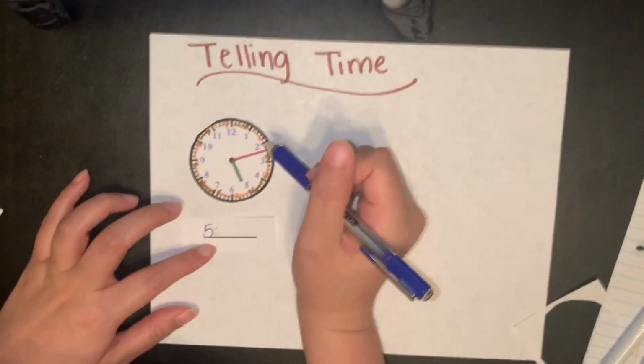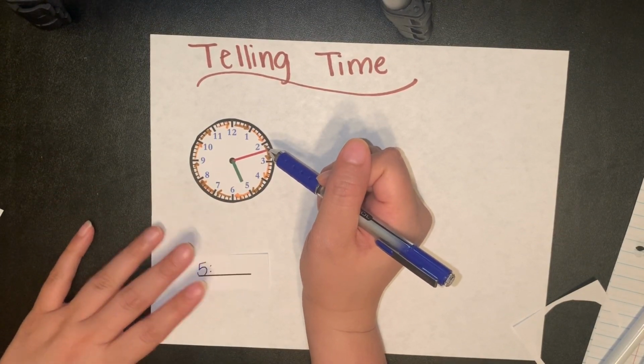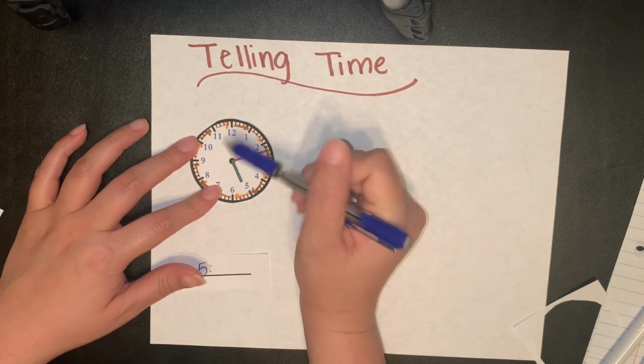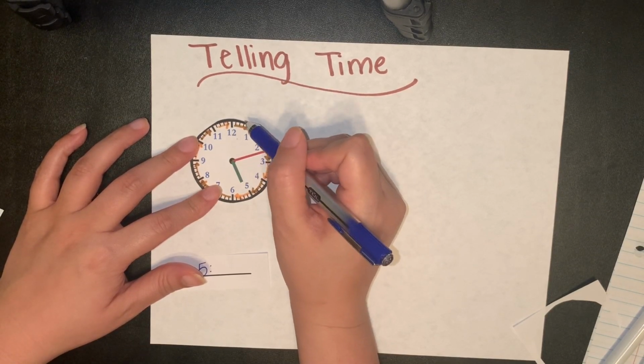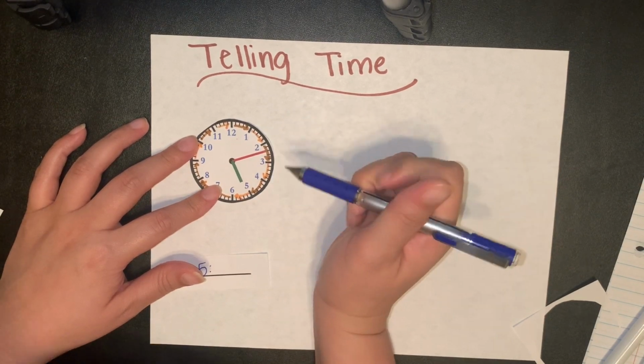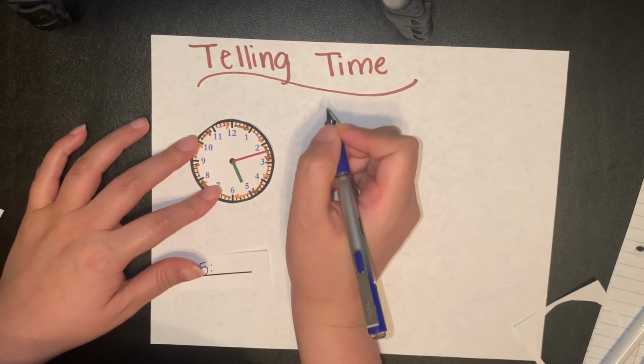Now we're going to focus on the minutes. The minutes still use the same big numbers, but instead of counting by ones like the hours, 1, 2, 3, 4, we're actually going to count by 5s.